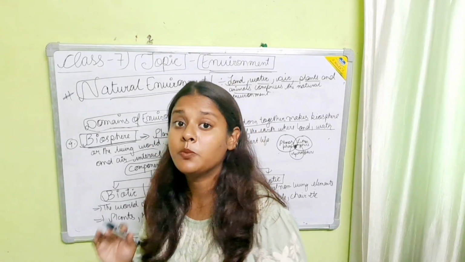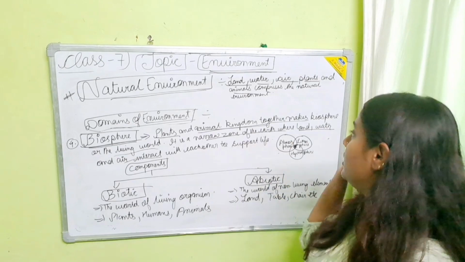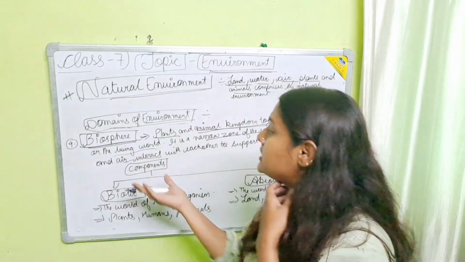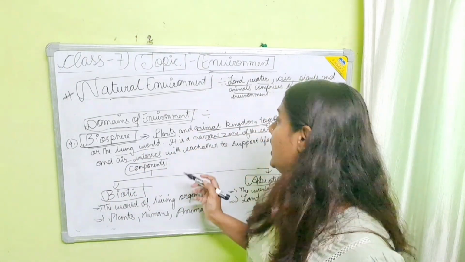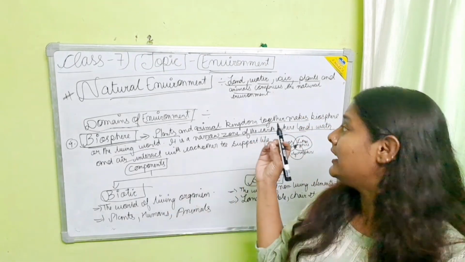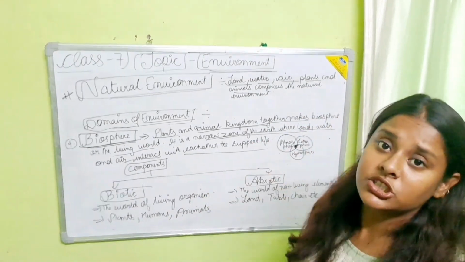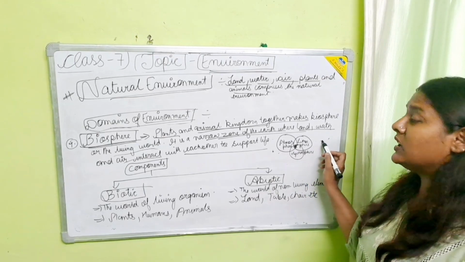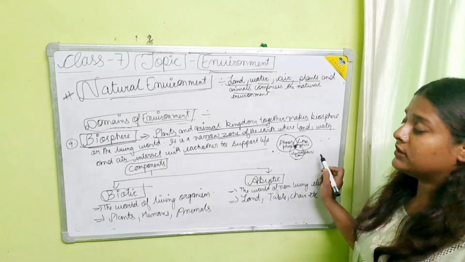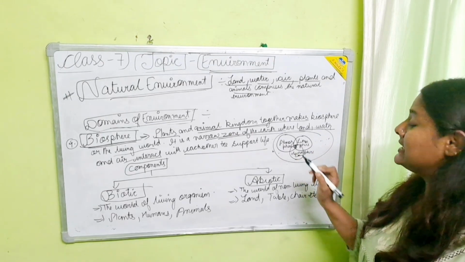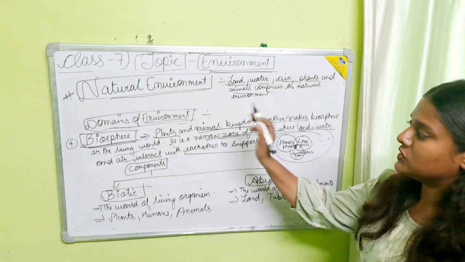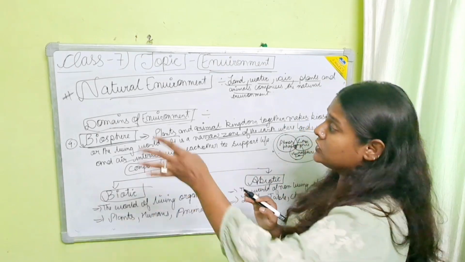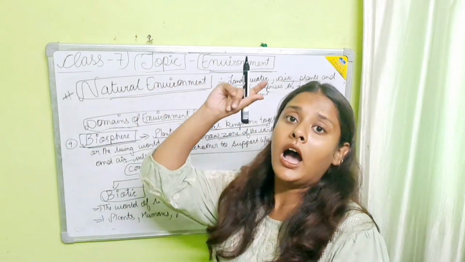Domain of environment, that is biosphere. When we talk about biosphere, plant and animal kingdom together make the biosphere or the living world. When plant and animal kingdom combine together, they form the biosphere or the place which is suitable for living. It is a narrow zone of earth where land, water and air interact with each other to support life. As you can see in this diagram, when air, that is atmosphere, lithosphere, that is land, and the hydrosphere, that is water, all three combine together and form a place which is suitable for survival, known as a biosphere.